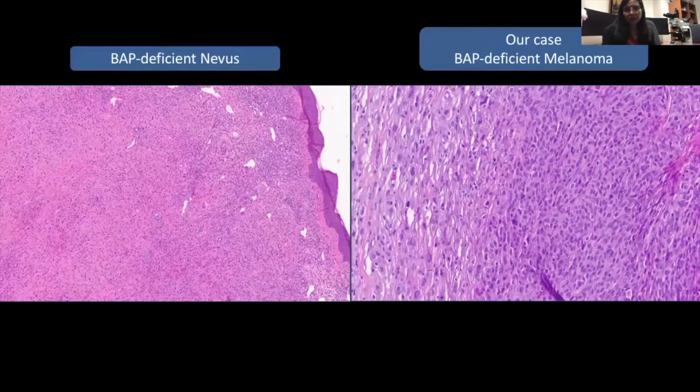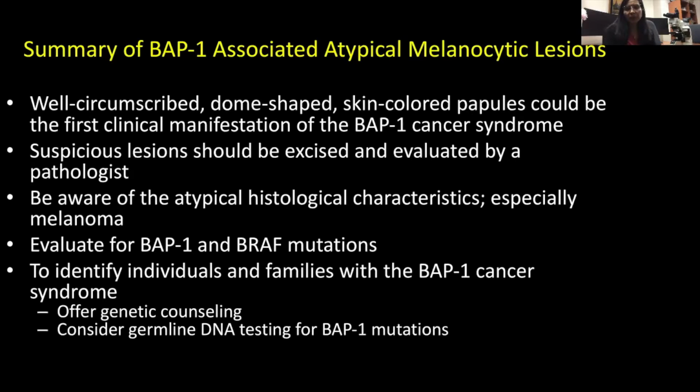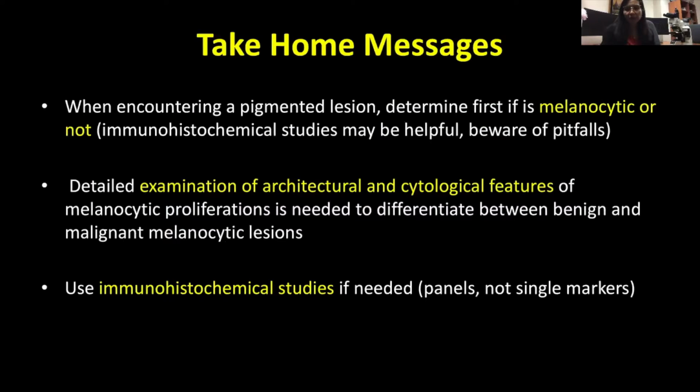So this is an example showing a BAP1-deficient nevus plus BAP1-deficient melanoma. So in summary, a well circumscribed, skin-colored papule could be the first manifestation of BAP1 cancer syndrome. So suspicious lesions should be excised and evaluated by a dermatopathologist or pathologist. Be aware of atypical histological characteristics, especially for melanoma. Evaluate for BAP1 and BRAF mutation because those two are usually mutually exclusive, but here BAP1 loss and BRAF mutation are both present in these cases. By doing so, we can identify individuals and families with BAP1 cancer syndrome. We can offer genetic counseling and consider germline DNA testing for BAP1 mutation to prevent or allow early detection of more aggressive tumors in these patients. So that is the take-home message from this talk so far.